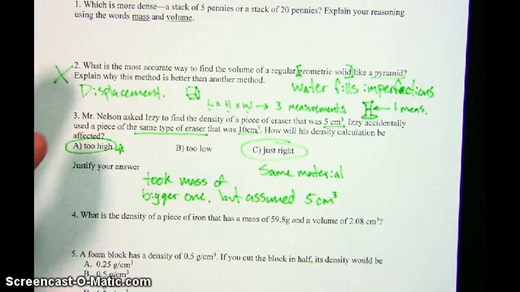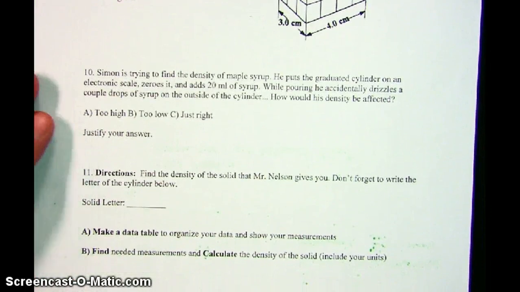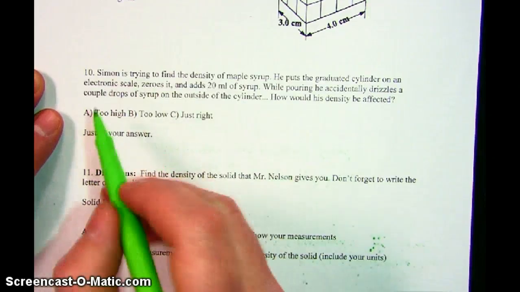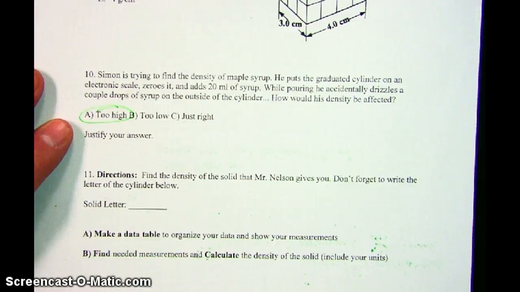The next one that I want to go to is on the next page, number 10. In this one, Simon is a sloppy measurer, and he is trying to find the density of maple syrup. In this question, he is pouring the syrup and it accidentally drizzles along the outside of the cylinder. The answer that I was going for was too high, but just like the last question, there is another possibility that I have been convinced of, and we'll get to that in just a second.